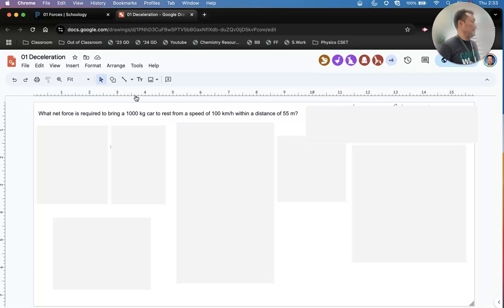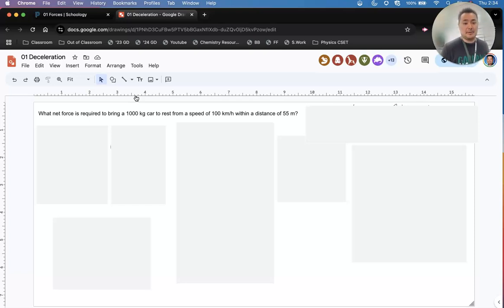And this is a physics problem that is in 0-1 forces that'll demonstrate to you what a force really is. The question says, what net force is required to bring 1,000 kilograms of a car to rest from a speed of 100 kilometers per hour within a distance of 55 meters? So we want a car to slow down, but we want to know how much force is required to make it slow down. So every second, it's going to get a little bit slower. That's different than how fast something is going.